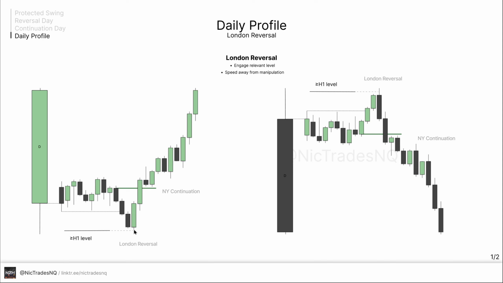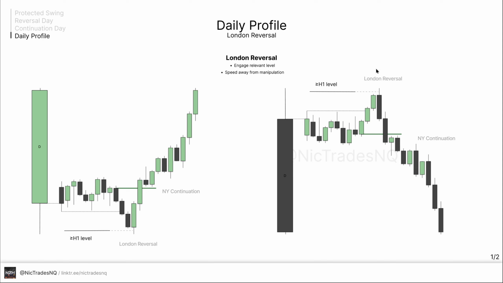And then once we hit that level, we want to see speed away from that, and then a change in state of delivery, which would be the close above this series of down close candles in this case. And once we have confirmed that, we can look for entries, continuation entries, right, towards the opposing draw. And then we'd expect New York to expand in the direction that we're looking to trade, right?